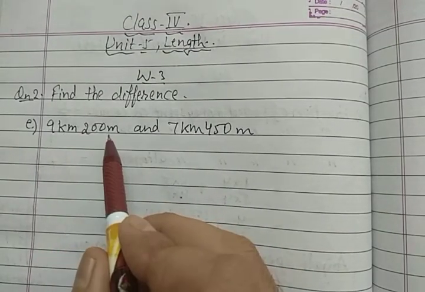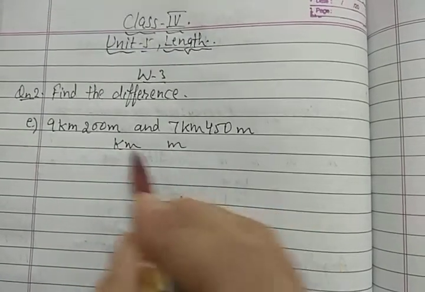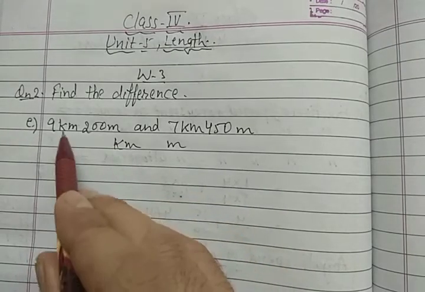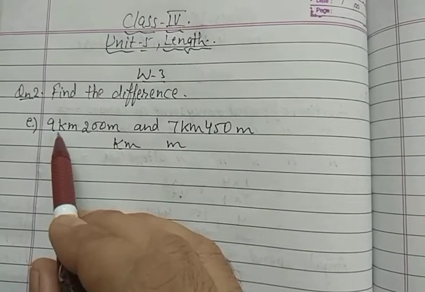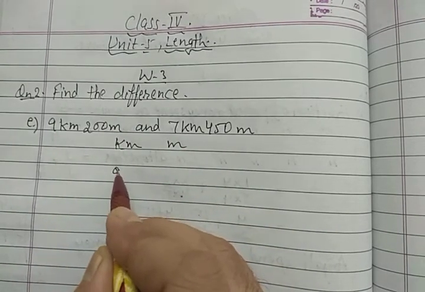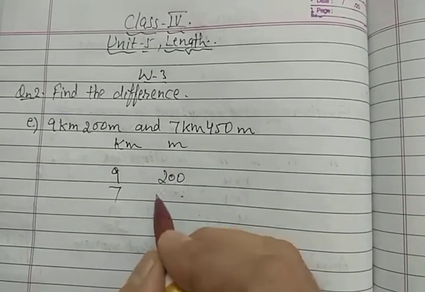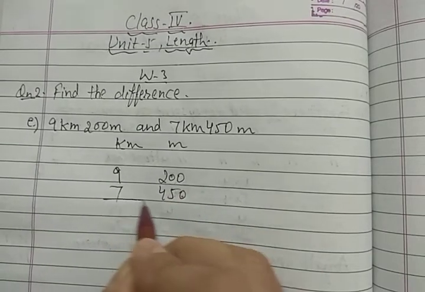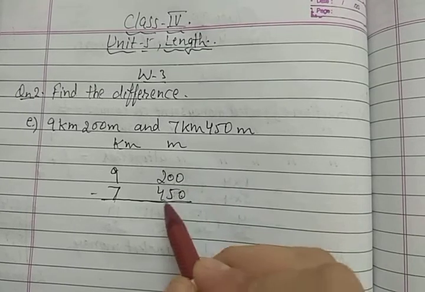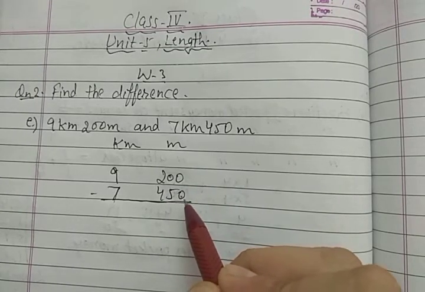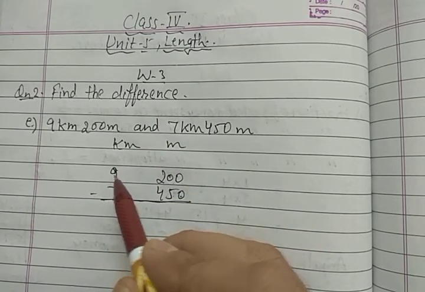The question is in kilometers and meters, so we have to write the units kilometer and meter. Now compare the lengths, which one is greater. 9 kilometers is greater, so we will write 9 kilometers 200 meters, and 7 kilometers 450 meters. Now here 200 meters is smaller than 450 meters, so we have to borrow from here, from 9.